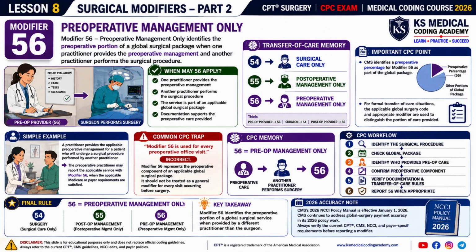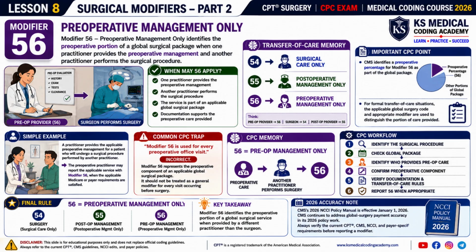Now let's learn about Modifier 56, preoperative management only. Modifier 56 identifies the preoperative portion of a global surgical package when one practitioner provides the preoperative management and another practitioner performs the surgery. Remember the transfer of care sequence: 54 equals surgical care only. 55 equals postoperative management only. 56 equals preoperative management only.